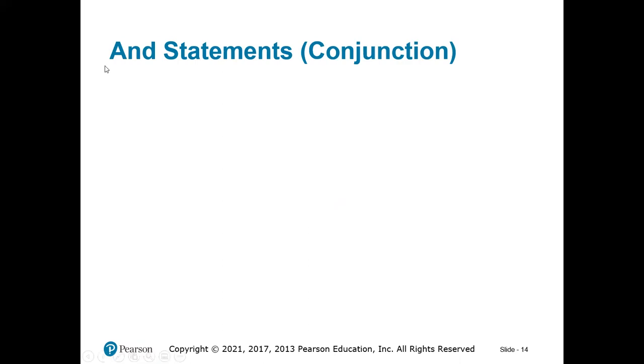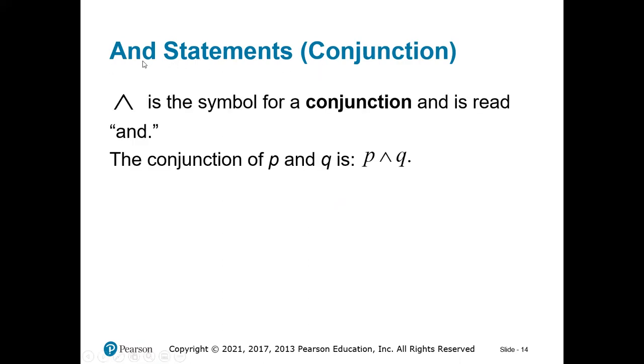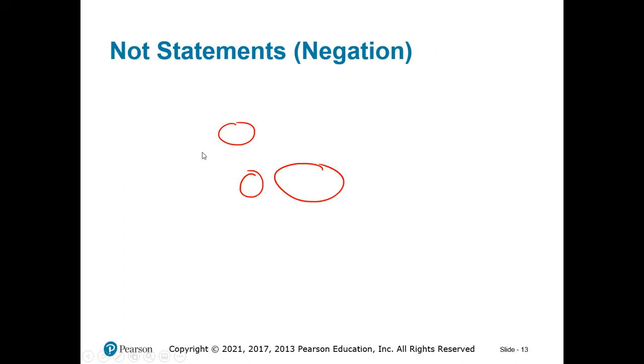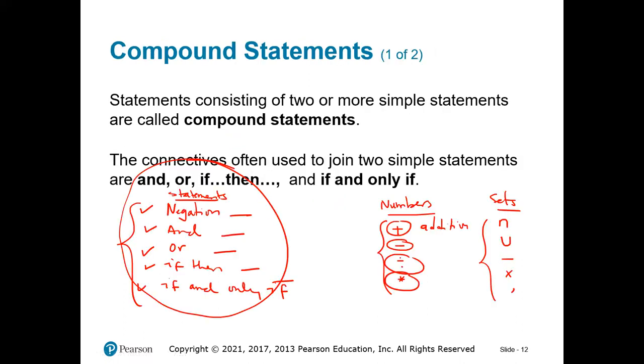Let's do now the and statement, sometimes known as the conjunction. Remember, this is the list of statements. So the symbol for the negation is tilde. The symbol for the and is, I don't know how you call this, wedge. The symbol we're going to use for the or is the V. The symbol for if then is the arrow, and the symbol for if and only if is the double arrow, like this.